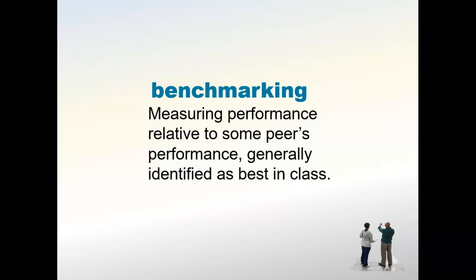One of the key objectives in the SCOR model, which wasn't visible in figure 9.3, is that the framework supports supply chain performance measurement by developing a common set of metrics used for benchmarking, which involves measuring performance relative to some peers' performance, generally identified as best in class. These are also the shared best practices you'll hear about in information sharing between organizations.